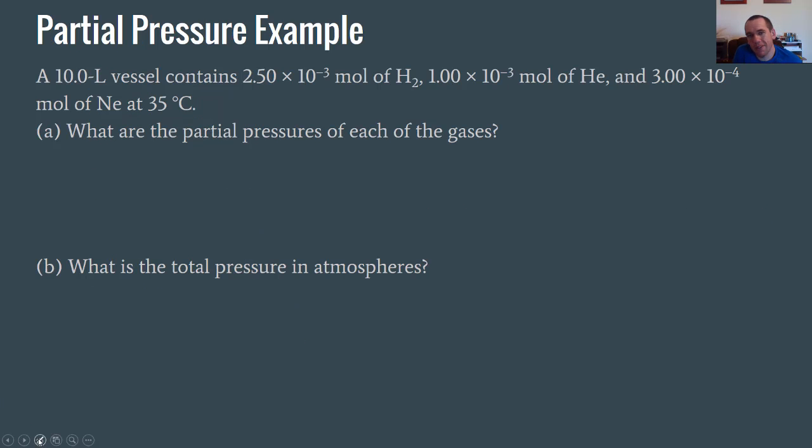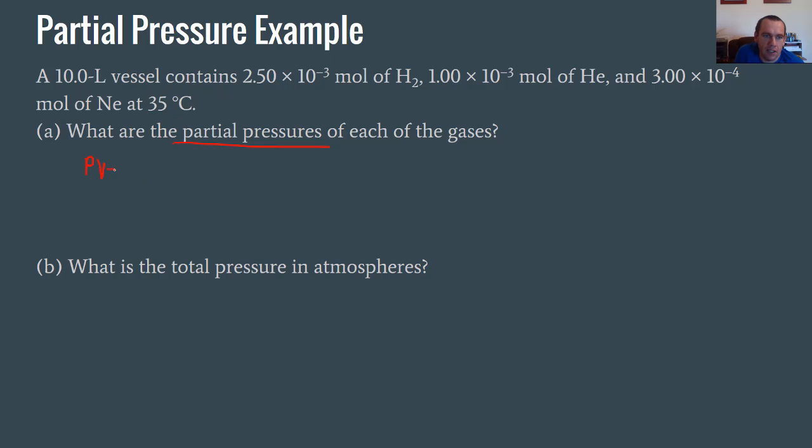So we'll work a couple example problems here. A 10-liter vessel contains 2.5 times 10 to the negative third moles of hydrogen, 1 times 10 to the negative third moles of helium, and 3 times 10 to the negative fourth moles of neon at 35 degrees Celsius. What are the partial pressures of the gases? You'll notice it's telling us an amount, a volume, and a temperature, and it's asking us for pressure.